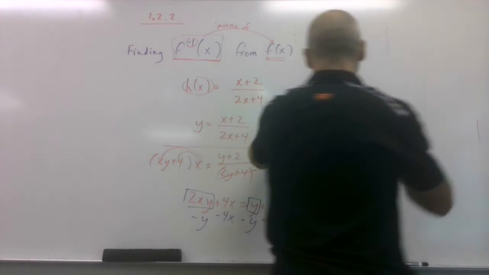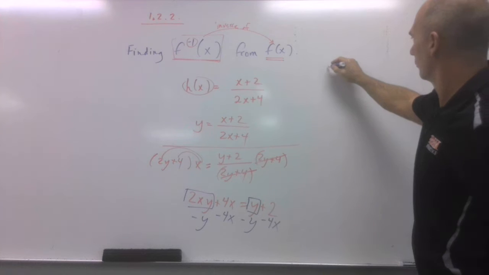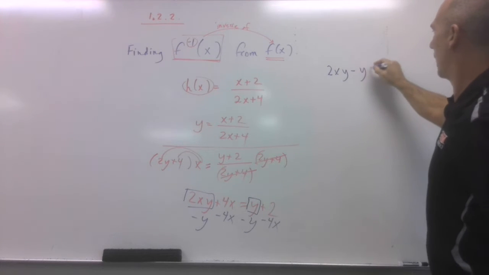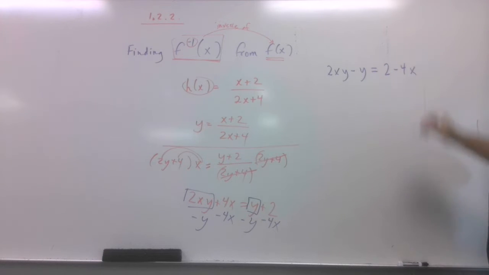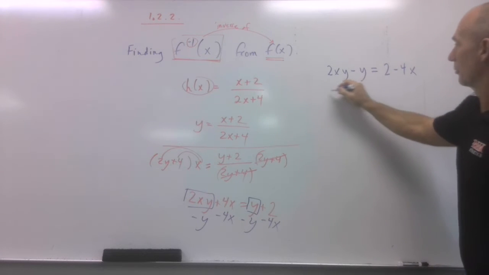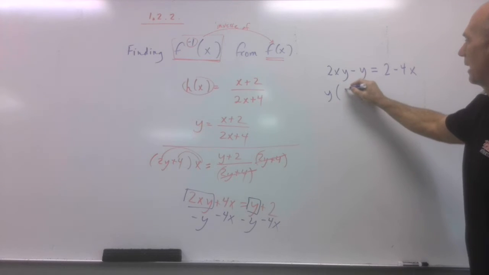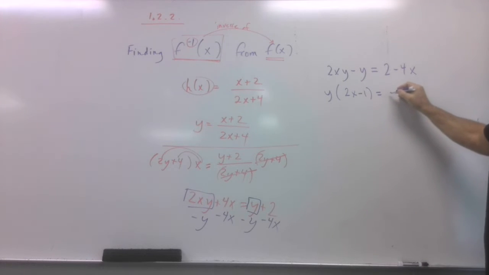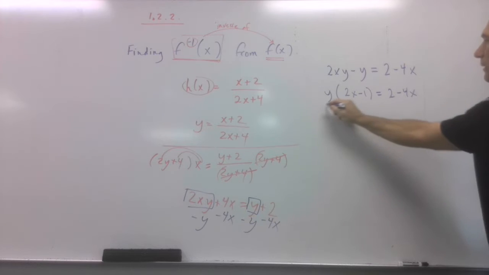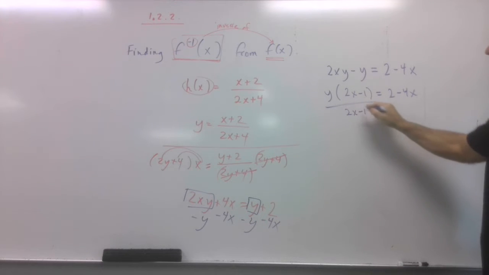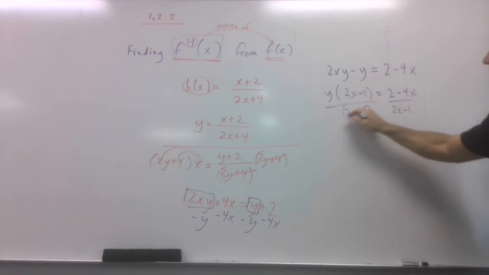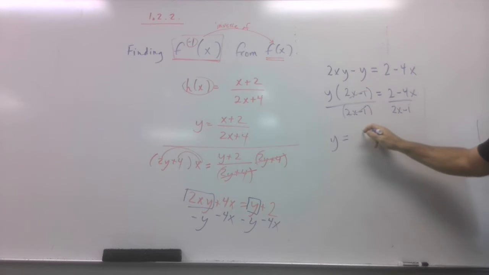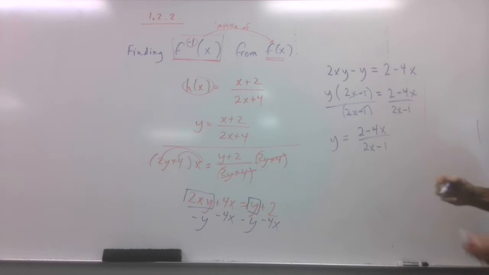I'm going to bring my work over here. So I get 2xy minus y equals 2 minus 4x. I'm going to factor out a y. So I'd be left with y times 2x minus 1 equals 2 minus 4x. I'm going to divide by 2x minus 1, divide by 2x minus 1. These cancel, so I get y equals 2 minus 4x all over 2x minus 1.